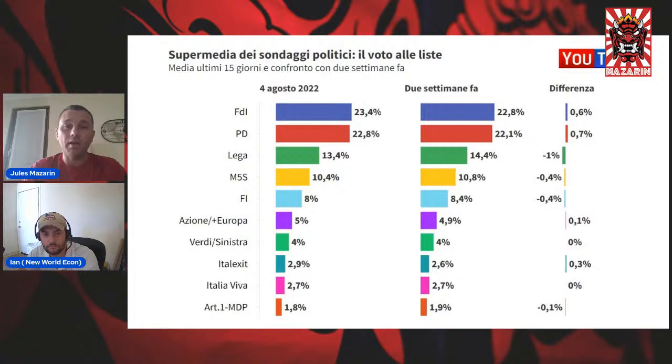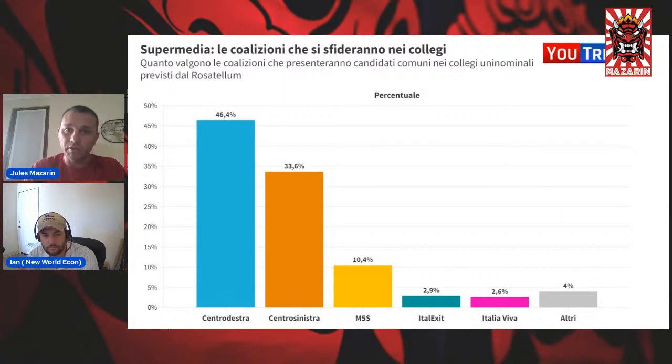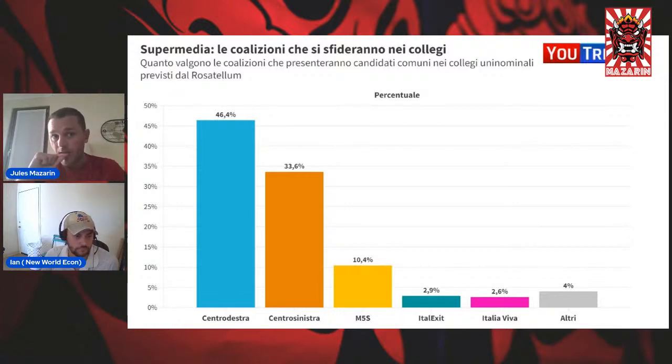If you look at the last polls, this is the coalition, so you can understand. Center right is about 46.4%. Center left is 33.6%. Five-Star Movement, 10.4%, and the others are less than 3. You have to remember that the barrier to enter is about 3% for the single parties. So what does it mean? That in the next parliament, probably we will have 3-4 groups maximum.